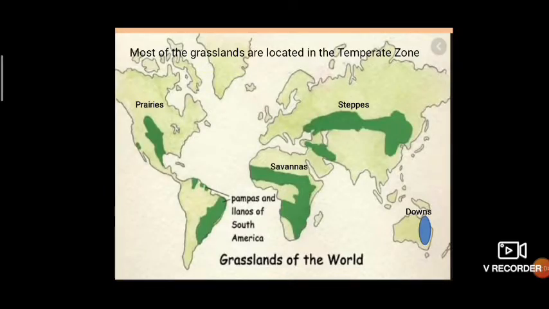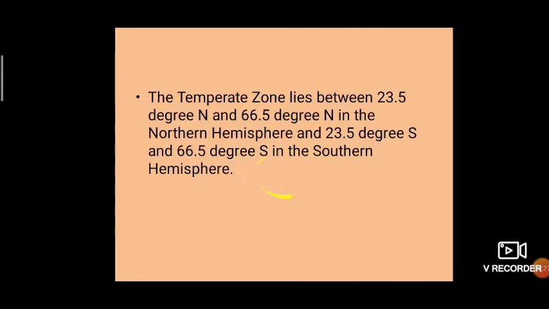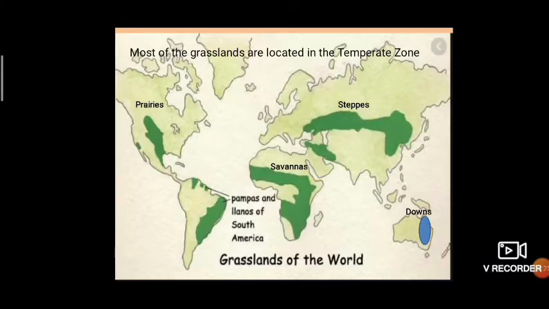So here you can see this is a world map showing the different types of grasslands. The green shaded portion shows the grassland. You must be thinking, what are these prairies, savannas and steppes, downs, pampas? These are the names of grassland. Grasslands are given different names in different places.